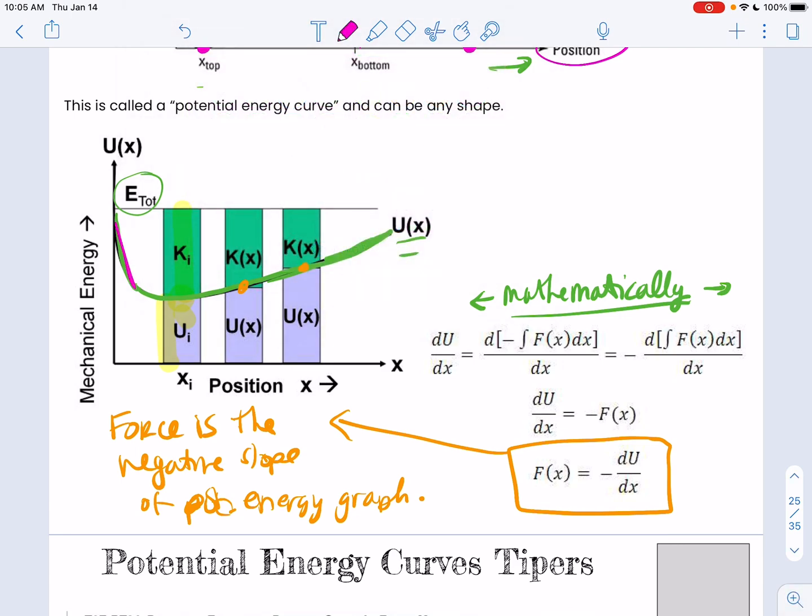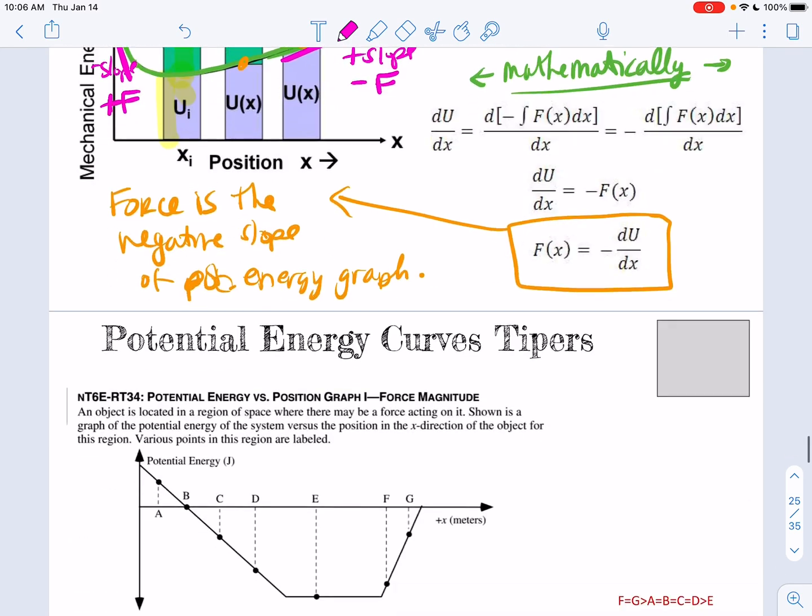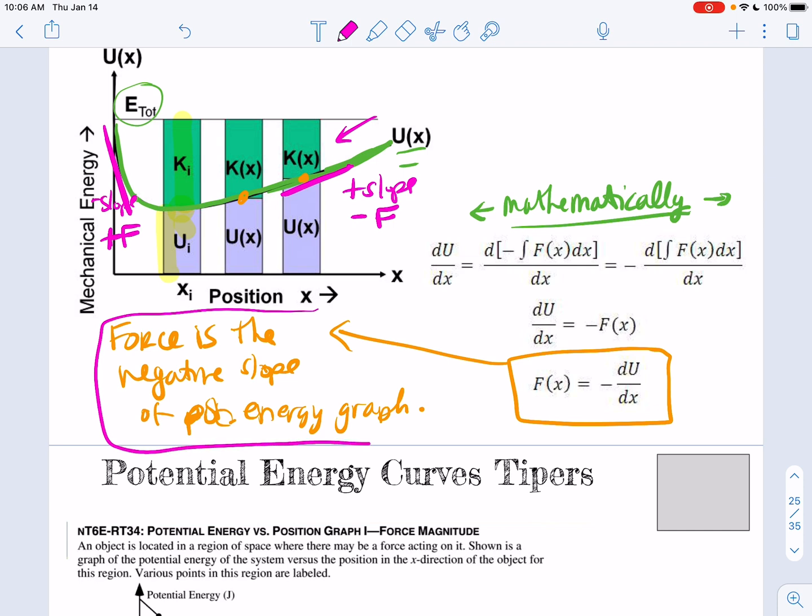Here, if I draw a tangent to the curve, that's a negative slope, so that would be a positive force. You'll see in the next example how better. Over here, if I have a positive slope, that would be a negative force, which you can kind of see, because the kinetic energy is getting smaller. So there's a force acting to slow it down. Then you can try these next two. But again, remember, this is the main thing: the force is the negative slope of that potential energy graph.